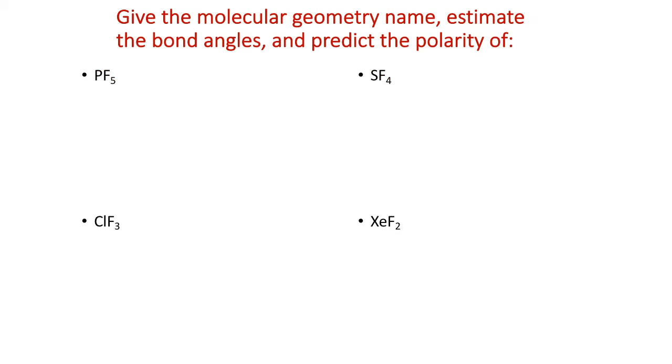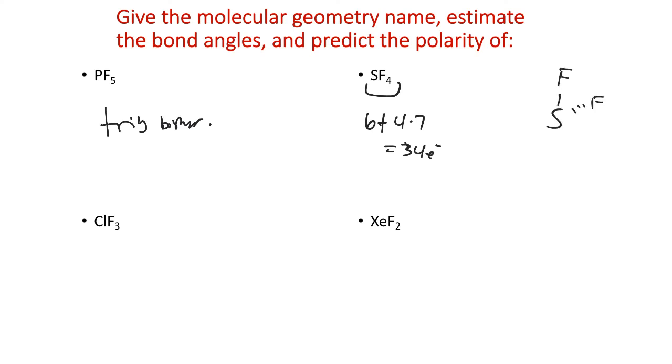Okay, so molecular geometry names, bond angles. Like PF5, which we saw earlier, that's the trigonal bipyramidal. So we won't go through that shape here again. But if we're going to lose an electron pair or electron domain as a bonding domain and change it to a non-bonding domain, that's the case of SF4. 6 + 4 × 7, that's 34 total electrons. That 34 is where we're going to get that extra electron pair.